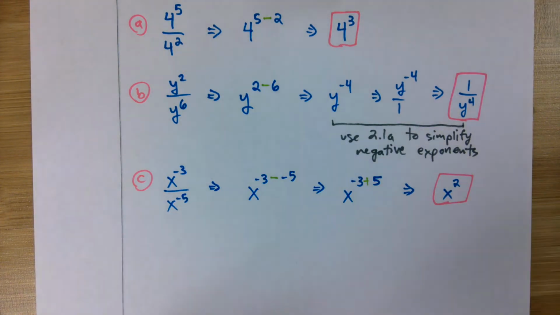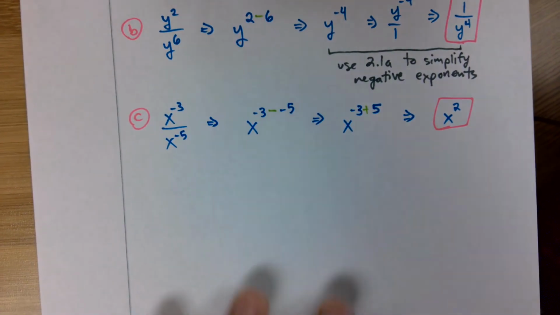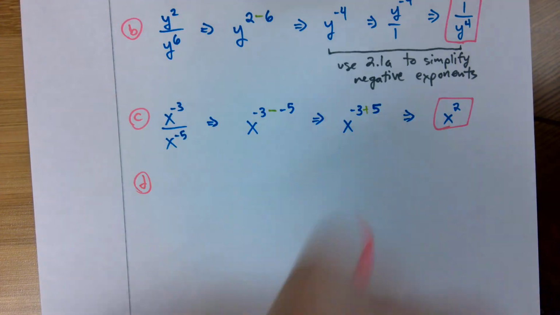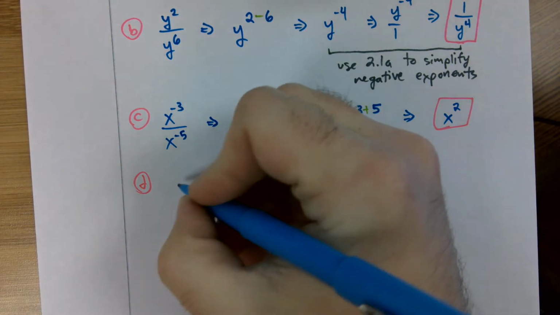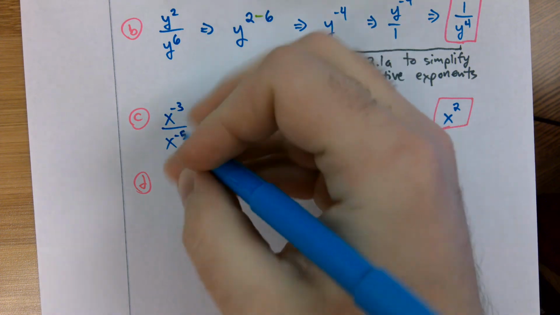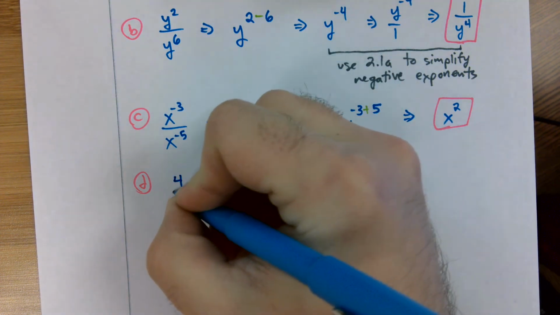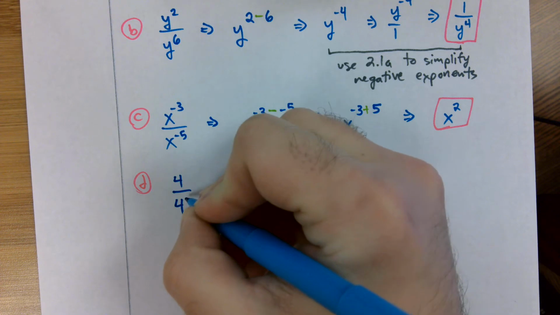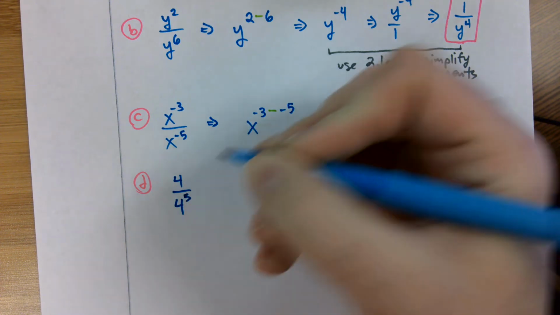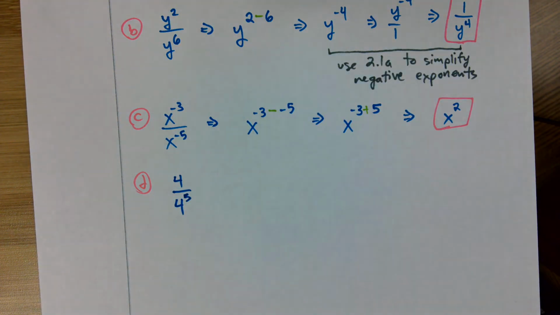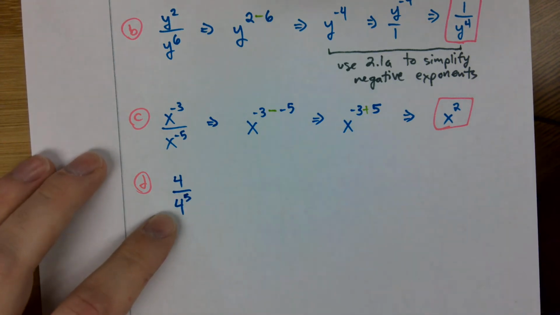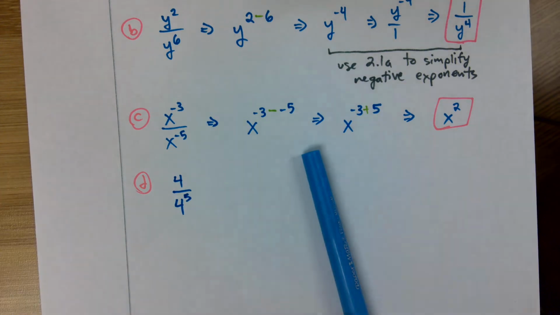Real quick, let's do one more example, and then we'll talk about why this works. So example D, let's say we've got 4 over 4 to the 5th.